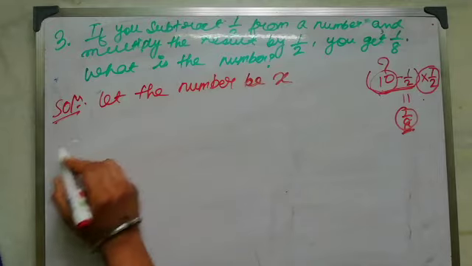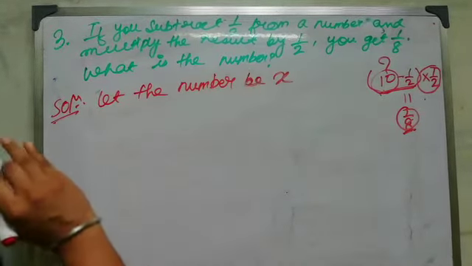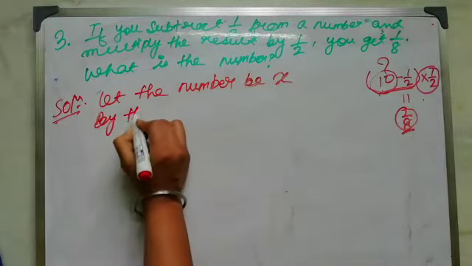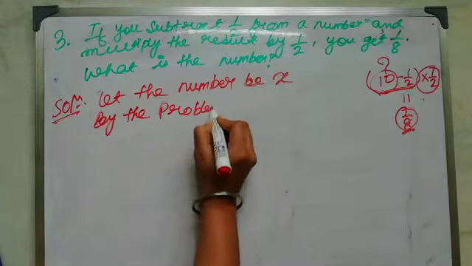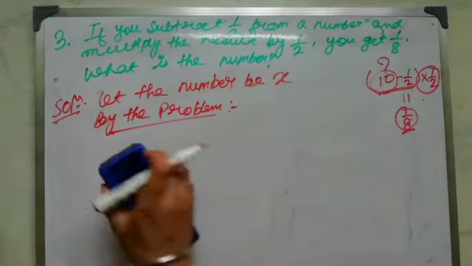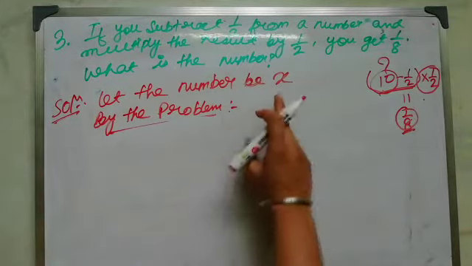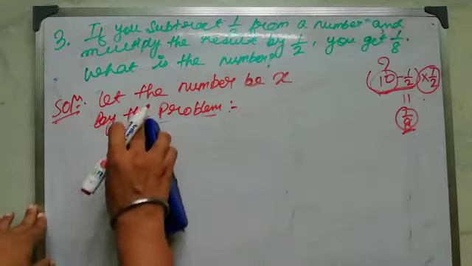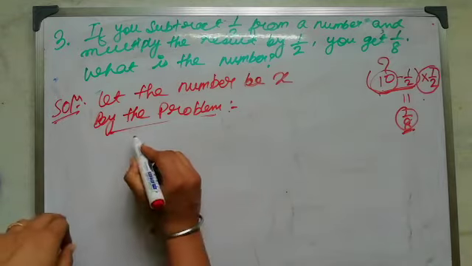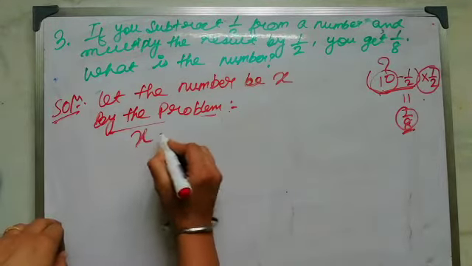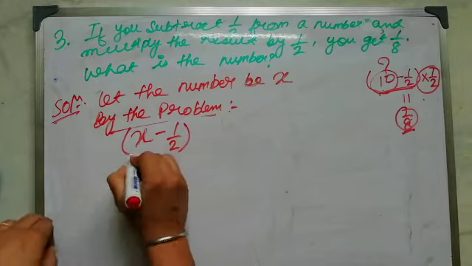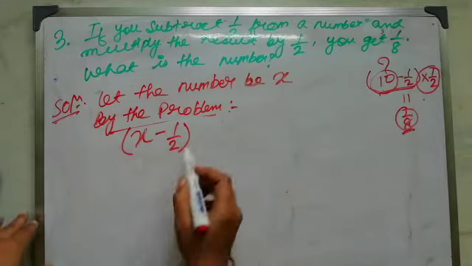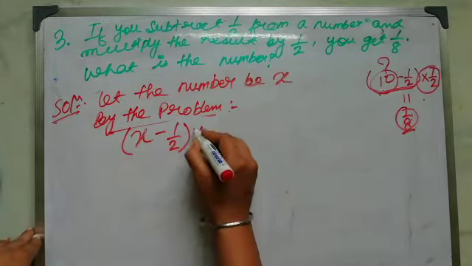Now see, you can directly go to the problem or you can go step by step. I'll directly go to the problem. By the problem, the question is telling me, if you subtract 1 by 2 from this number x, oh, my marker is not working today, I think. Anyways, x minus 1 by 2, fine. If I am subtracting 1 by 2, I am getting a number or a result. To that number, I am multiplying half.